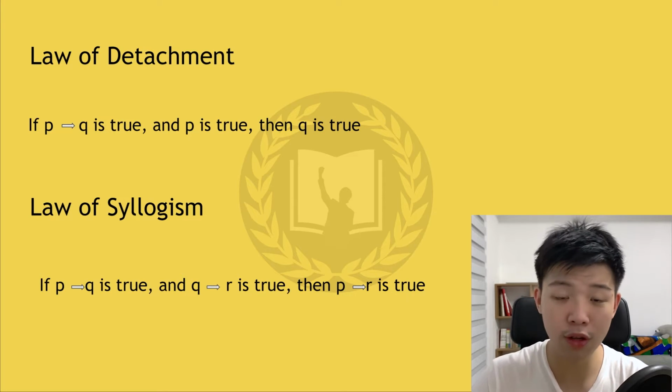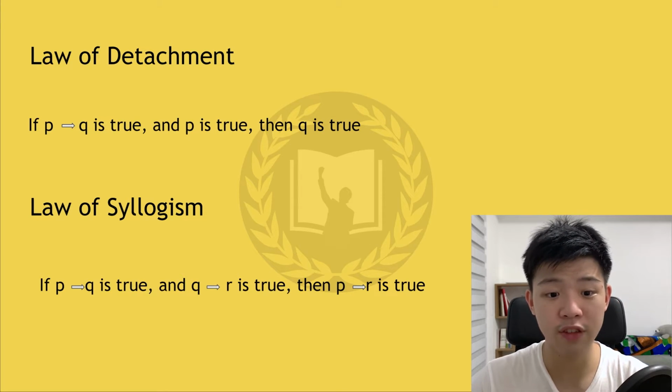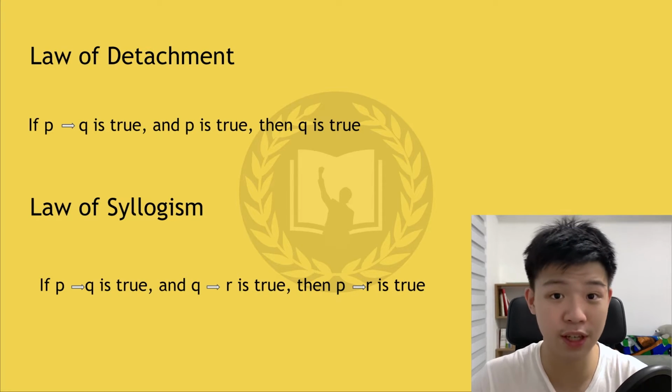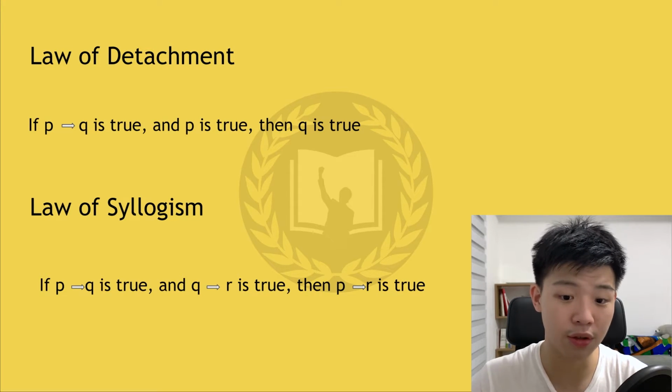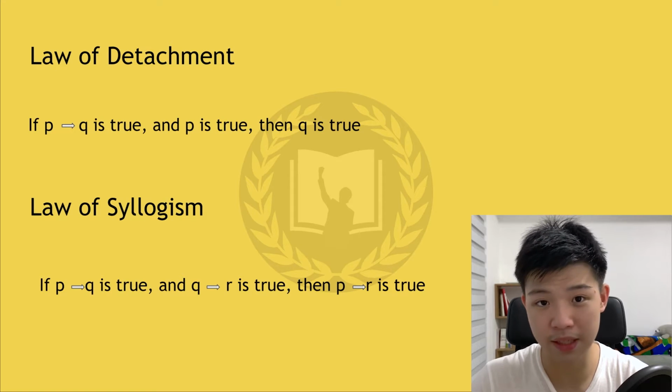So we use 2 laws. The first law is the law of detachment, which states that if P then Q is true, therefore if the conditional is true, and P is true, then Q is true. So if P happens, then Q happens.